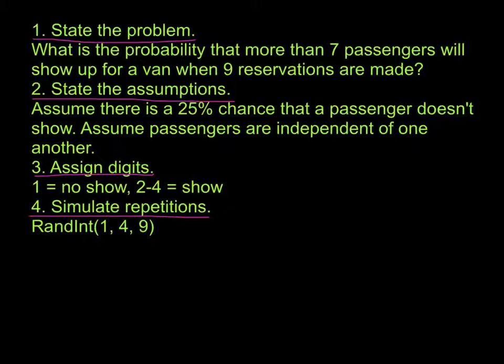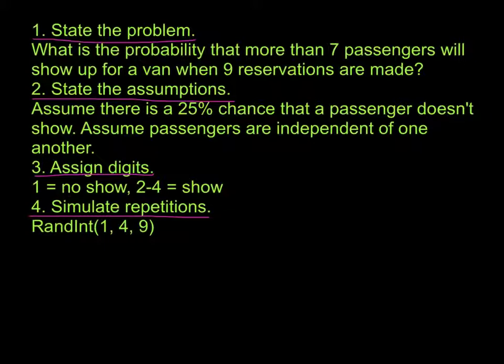So we're going to assume that there's a 25% chance that a passenger doesn't show, because the problem tells us that 25 out of 100 times that happens. We're also going to assume that the passengers are independent of one another, so one person showing up doesn't have any impact on the others.